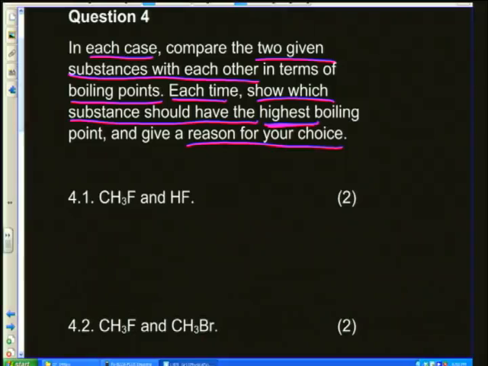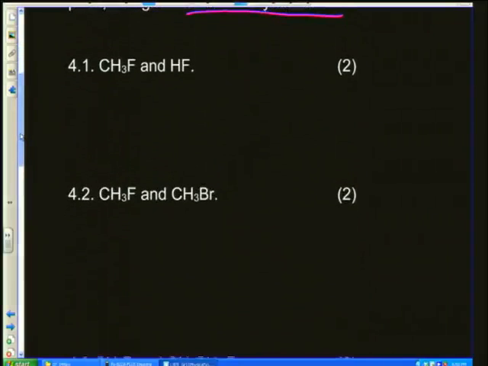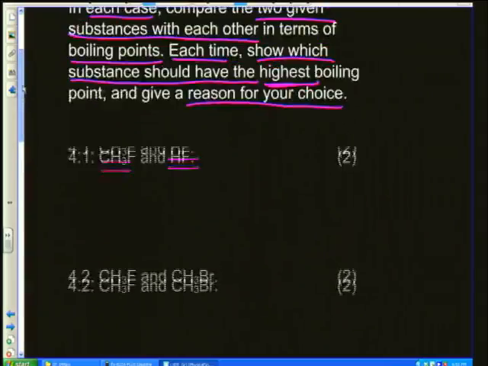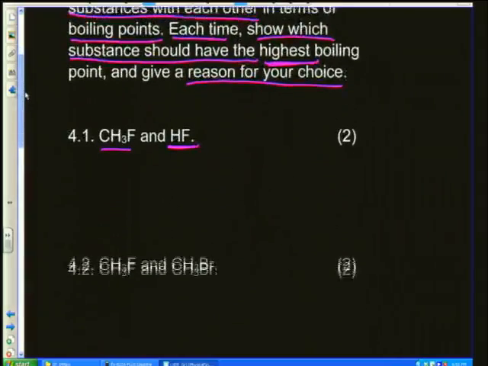Now, let's have a look at this. So we have got here that substance and that substance. We have got hydrogen fluoride and also methyl fluoride in there. So let's look at how we are going to determine that. This substance here, I said methyl fluoride, we can safely say is fluoromethane. So we've got fluoromethane, and we also have hydrogen fluoride. Which one has the higher boiling point?